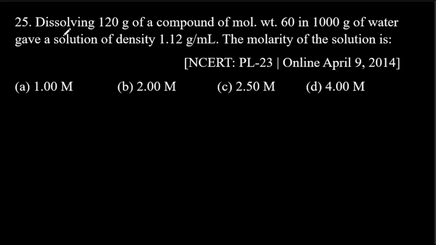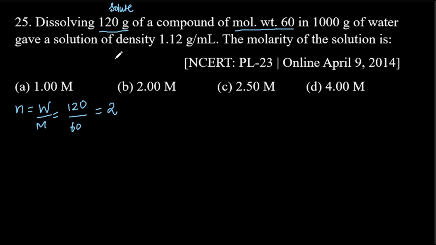The next question is, dissolving 120 gram of a compound of molecular weight 60 in 1000 gram of water gave a solution of density 1.12 gram per milliliter. The molarity of the solution is? The compound which is present in small amount should be taken as the solute. So the solute has a weight of 120 gram and a molecular weight of 60. With this, we can find the number of moles. Number of moles is equal to given mass by molar mass. The given mass is 120, so 120 divided by the molar mass 60 gives the number of moles as 2.